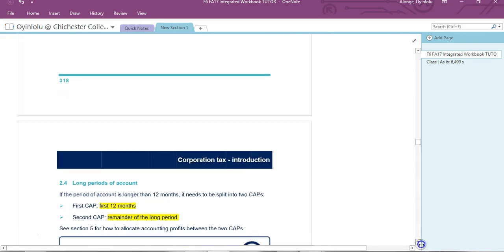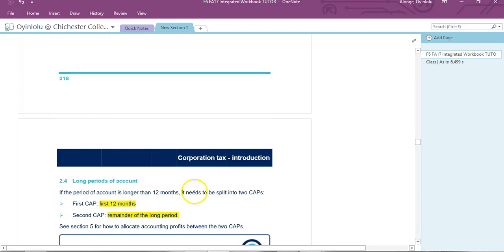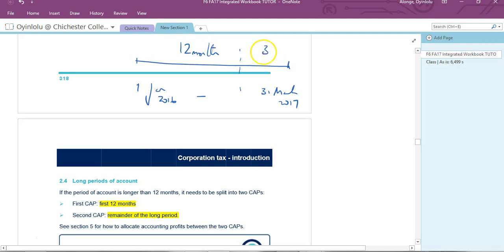I like keeping these short. You're free to have a long period of account, for example, the 1st of January 2016 to the 31st of March 2017. Here we have a long period, and what you have to do is split this up into two chargeable accounting periods. The first one is always the first 12 months, and then you have 3 months as your next period. So chargeable accounting period 1, chargeable accounting period 2, and you deal with them separately.